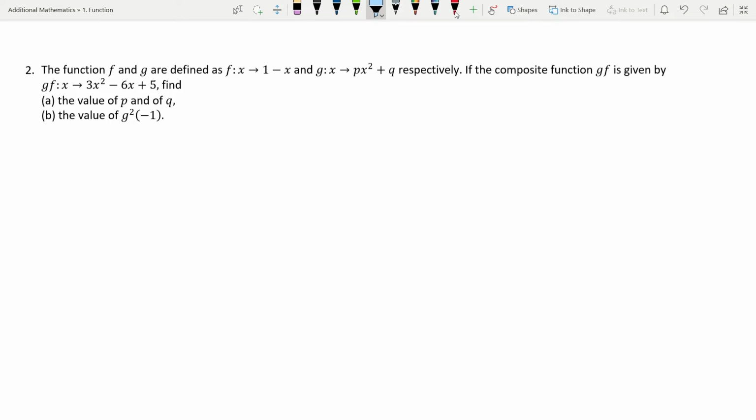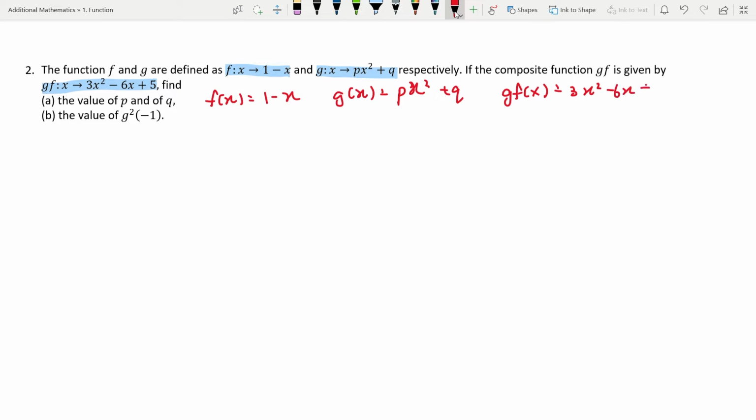Here we have three pieces of information: f(x), g(x), and gf(x). Let's write it down. f(x) equals 1 minus x. g of x is px squared plus q. And gf(x) is equal to 3x squared minus 6x plus 5. A. Find the values of p and q. Since we are given gf(x), let's find our own gf, g of f(x).